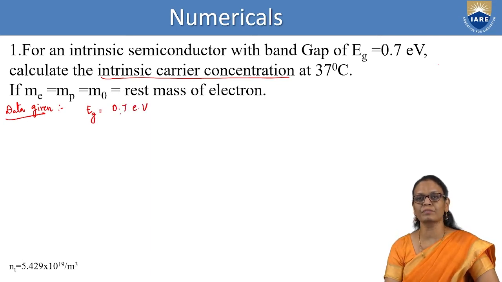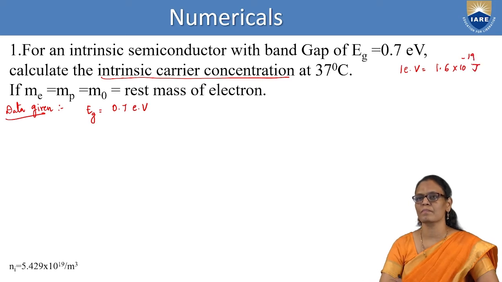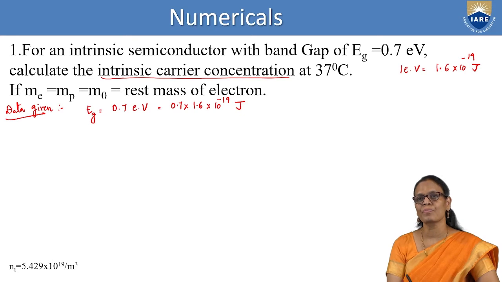Whenever we have this in electron volt, we need to convert it into joules because we are doing the entire numerical in the SI system. In the SI system, energy is measured in joules. What is the conversion for 1 electron volt? 1 electron volt is equal to 1.6 into 10 to the power of minus 19 joules. So I am going to convert this 0.7 electron volt to joules by multiplying it with 1.6 into 10 to the power of minus 19. The energy is now expressed in joules.